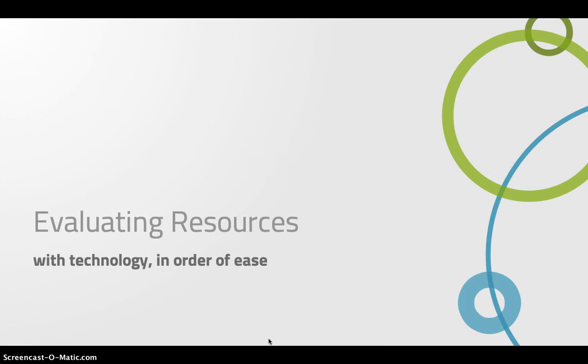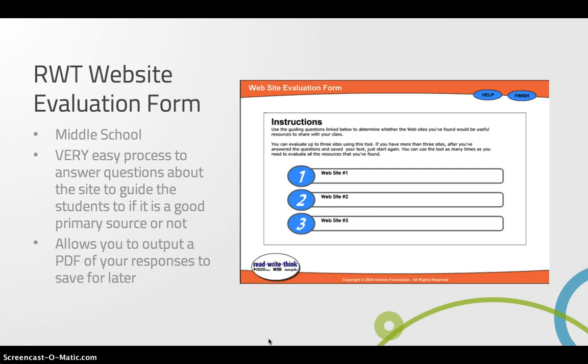In terms of evaluating our resources, the very first resource evaluator that we're going to look at is Read, Write, Think, and that's an evaluation form. It's a very easy process, specifically at the middle school level. Basically, all that the students have to do is answer some questions about the resource that they're looking at. It will deal with, like, when was it published, who was it published by, is it an EDU, is it a Gov site, what kind of website is it, when was it last updated.